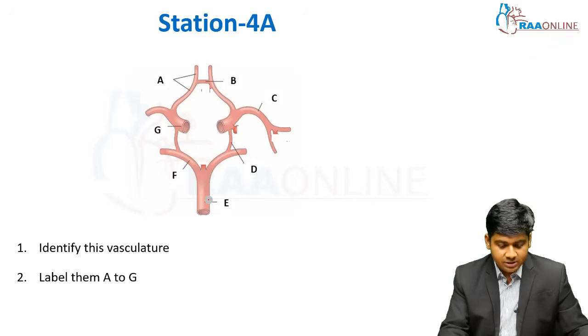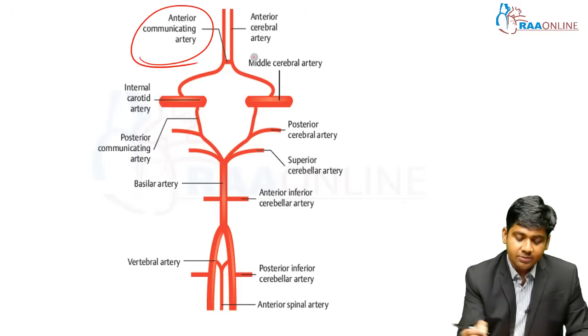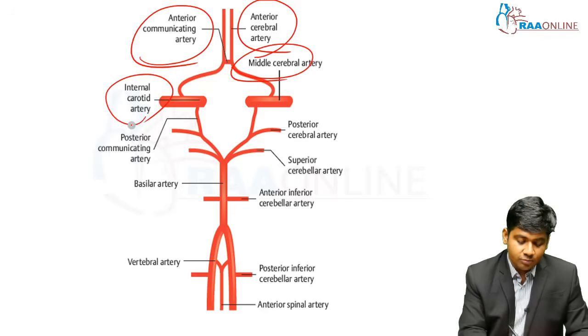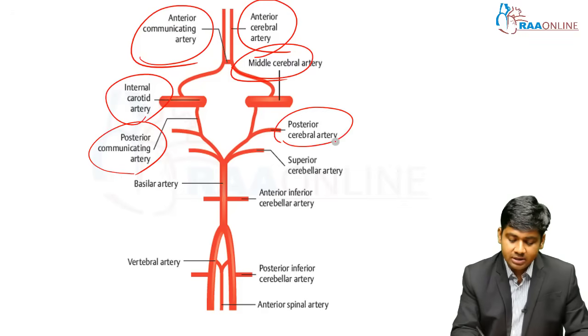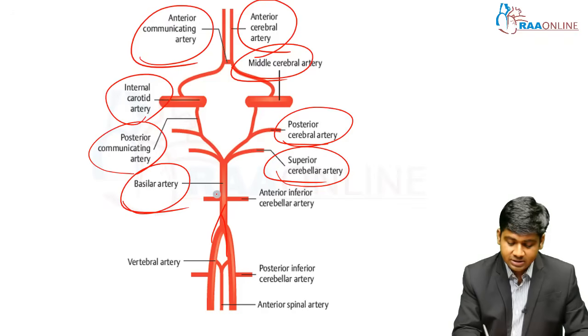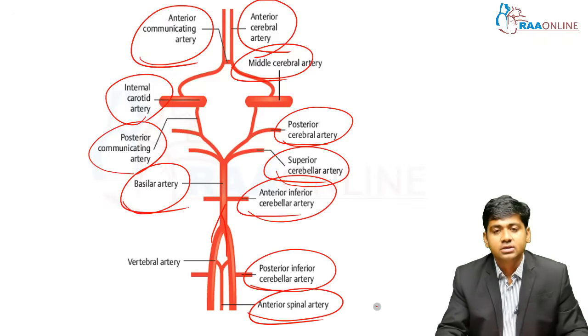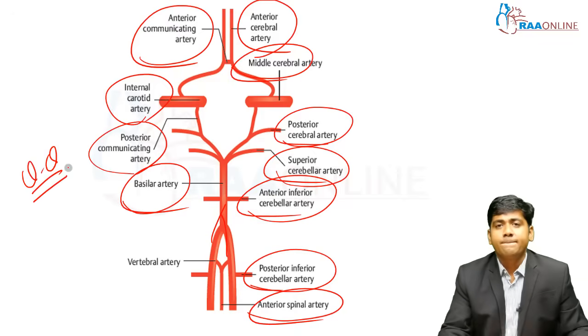Identify the vasculature from A to G. This is the circle of Willis. You can see the anterior communicating artery, anterior cerebral artery, middle cerebral artery, internal carotid. This is the posterior communicating artery. This is the posterior cerebral artery. This is the superior cerebellar artery. These two vertebral arteries join to form the basilar artery. This is the ICA, this is the PICA, and this is the anterior spinal artery. Definitely a question will come in the OSCE.